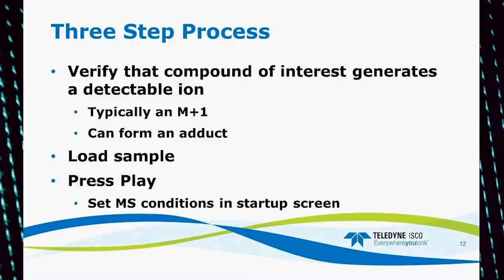I'd say that our system is really a three-step process. The first step is to verify that the compound of interest generates a detectable ion. We talked about it typically being M+1, but it can form adducts, and so those are something you need to be aware of. The second step is to load the sample. And the third step is to press play, set up your mass spec conditions in a startup screen that pops up, and continue from there. Now, mass spec conditions can be set up in a method and saved, and so you can eliminate the final setup step if you know what you want to look at, but if you don't want to go into a method editor, it's not a requirement.